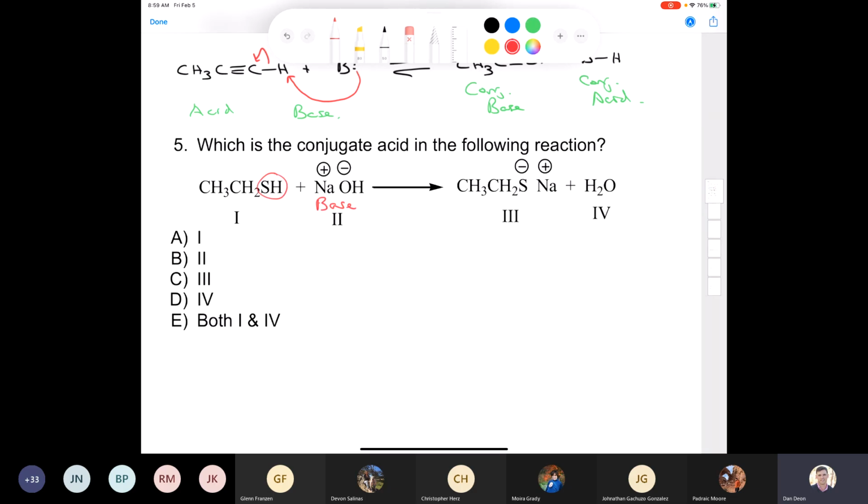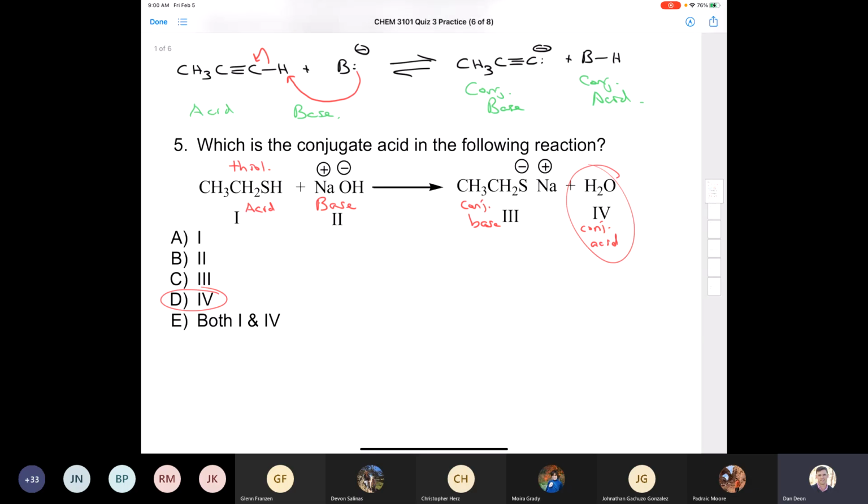Could anybody tell me this functional group, the SH? Thiol. Yep, perfect. This is a thiol. So this is ethane thiol, a really smelly compound. Anyhow, so you have your acid, your base, your conjugate acid, and your conjugate base. And so the conjugate acid is water, which is number 4. All right, let's move on from there.